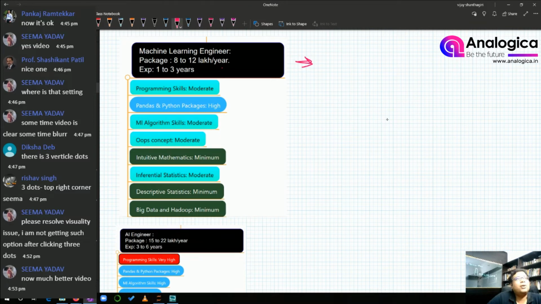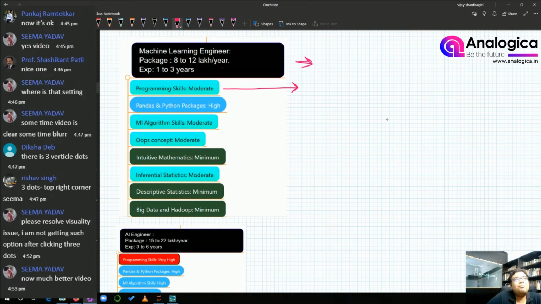Okay, what do you need for it? Programming skills. I have just rated it as how much of it is required. For a machine learning engineer, you need a moderate level of programming knowledge. Nobody is expecting you to build engines or packages and stuff. You just need simple, moderate level of programming.